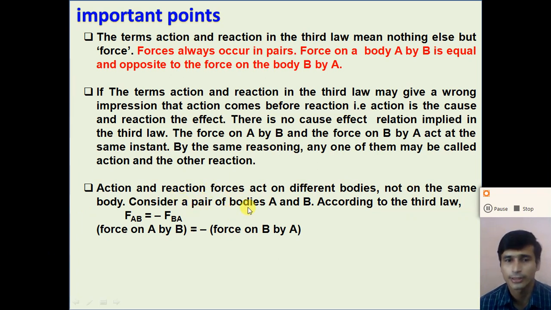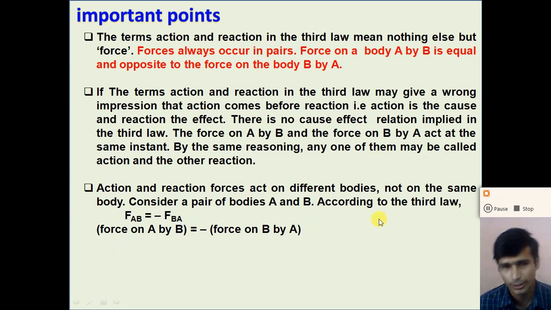Consider a pair of bodies A and B, right? The force acting on A due to B is considered the action force, F_AB, and the force acting on B due to A is considered the reaction force, F_BA. The magnitudes of both forces are the same, but both forces act on two different bodies, right? So F_AB is equal to minus F_BA. F_AB is the force on A by B and F_BA is the force on B by A.